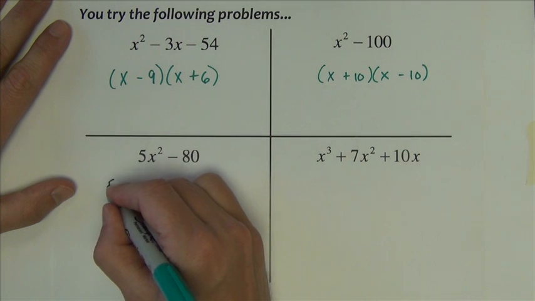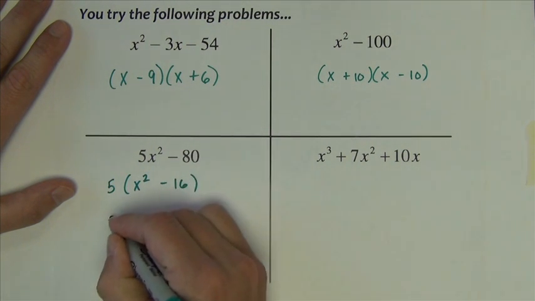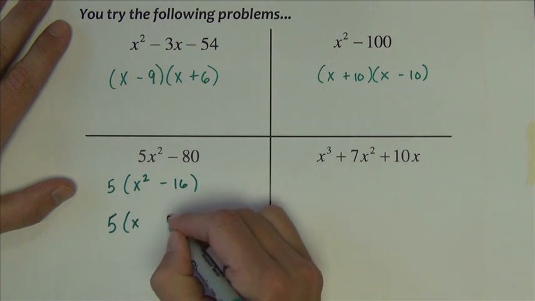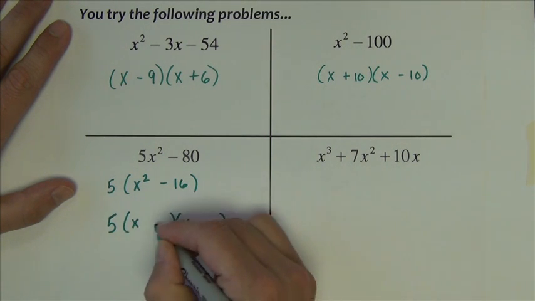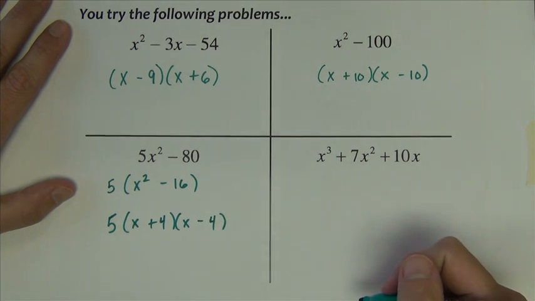Next one, we have a common factor of 5. Take that out, it leaves x squared minus 16. X squared minus 16, x times x. Square root of 16 is 4, so plus 4 minus 4.